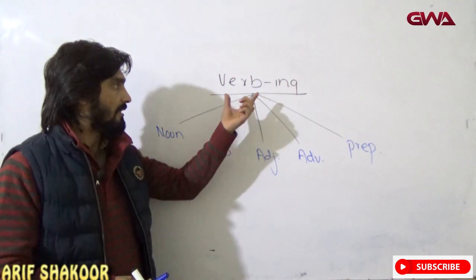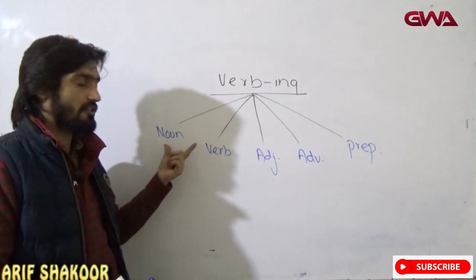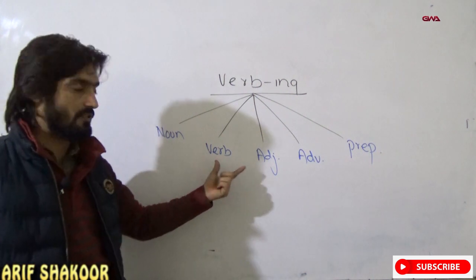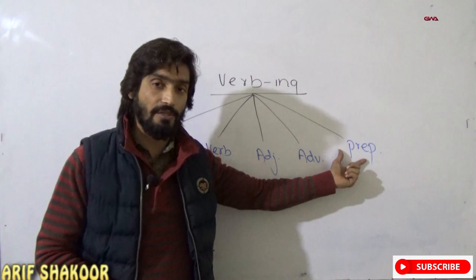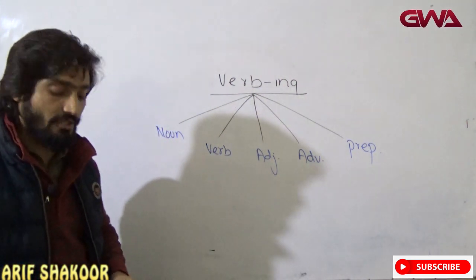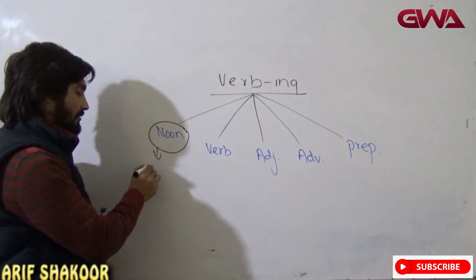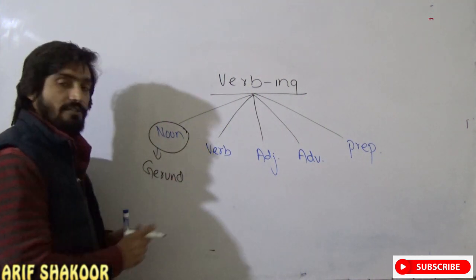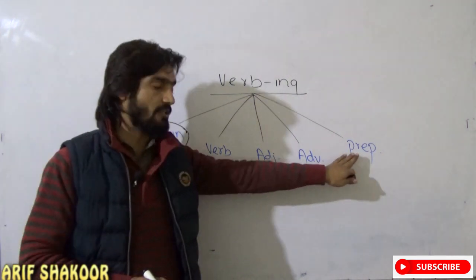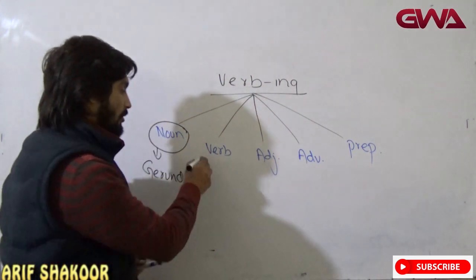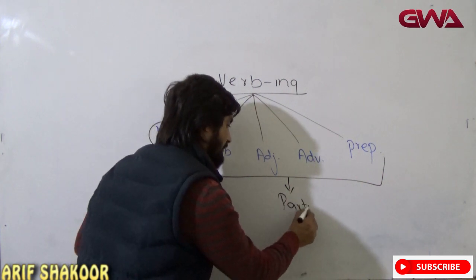Let me tell you. Verb ing has 5 functions. Verb ing can function as a noun, it can function as a verb, it can function as an adjective, as an adverb, and as a preposition. Now, one of them is called gerund, and that is when it functions as a noun. We can call it gerund. We cannot call the others gerund. What do we call them then? We call them participle.